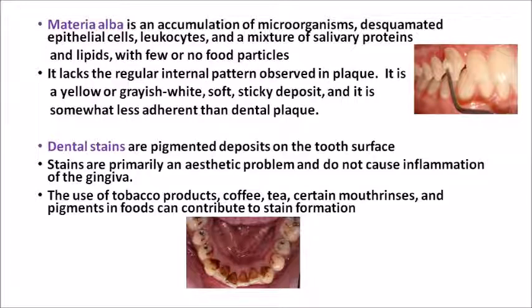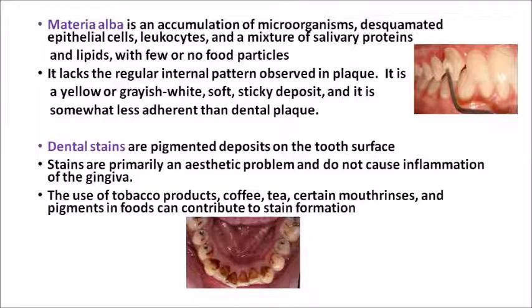And how can we differentiate this from plaque? It lacks the regular internal arrangement of a plaque. As we all know, plaque is a very organized colony of microorganisms. It is like a proper ecosystem, but this internal pattern is lacking in Materia alba. It is just a yellow or grayish white, soft and sticky deposit, somewhat less adherent than dental plaque. We know dental plaque is more tightly adherent to the tooth, but Materia alba is easily removable. We would have all seen this. If we miss brushing for some days, we can find this accumulating on our tooth.